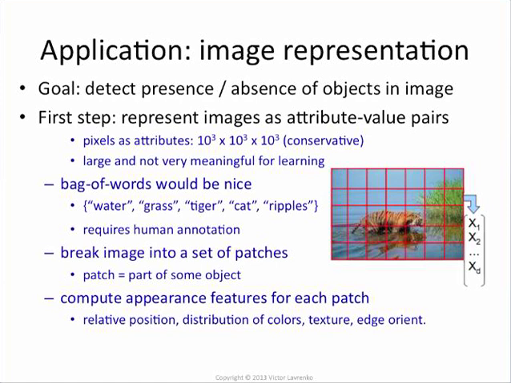Now, if you were just classifying each patch separately, you could just take this feature vector and use that as your representation. The problem comes when you have a bunch of patches and you want to put all of those representations together. And what you cannot do is just concatenate those feature vectors on top of each other. Why? Why can't you just concatenate?